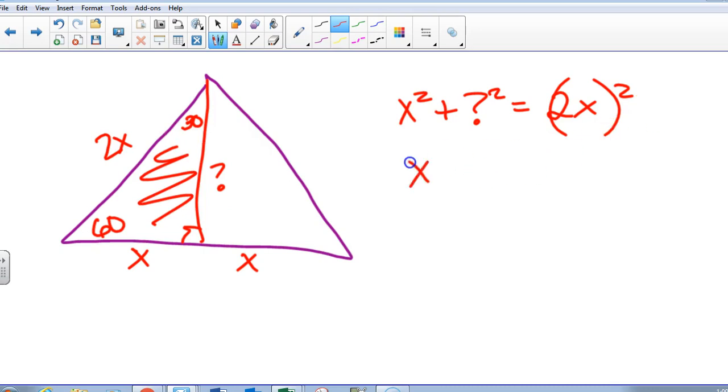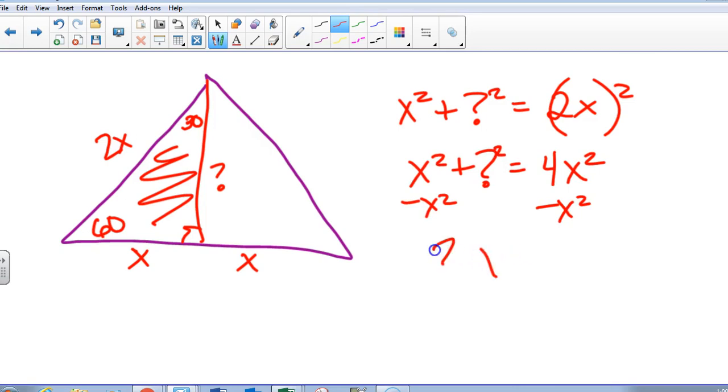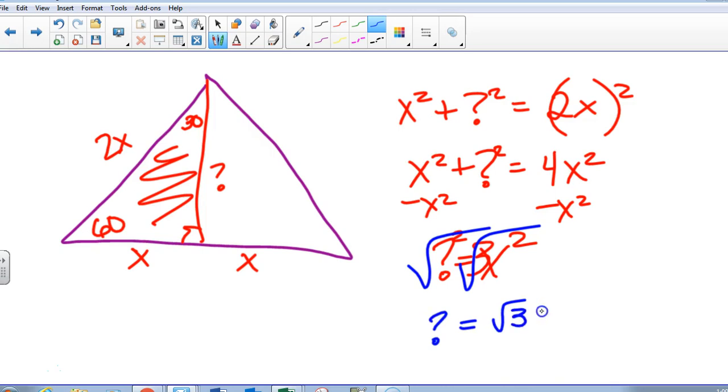Okay, what's 2x times 2x? If I subtract an x squared off each side, what do I get? Please don't tell me 4. I get 3x squared, yes? You just take off the x squared, right? So this is square root of 3, but the square root of x squared is just x. So this length across from the 60 is x times the square root of 3. That's where that comes from. Got it?